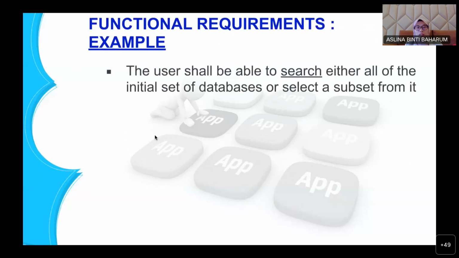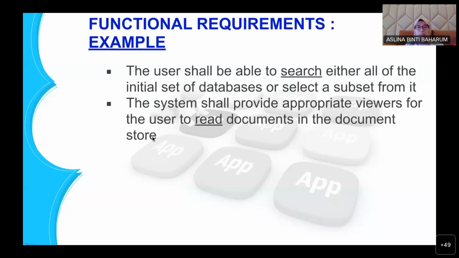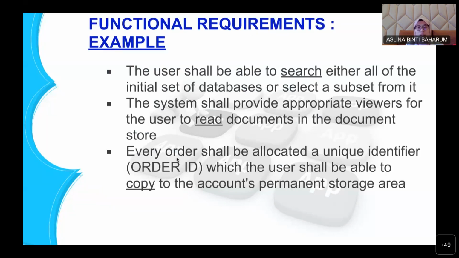An example of a functional requirement here is: the user shall be able to search. That's why I underlined the word search. To search, the system shall provide a profile viewer for the user to read. And the last one: every order shall be allocated a unique identifier which the user shall be able to copy. So you can see that to search, to read, to copy are the functions of the system, right?